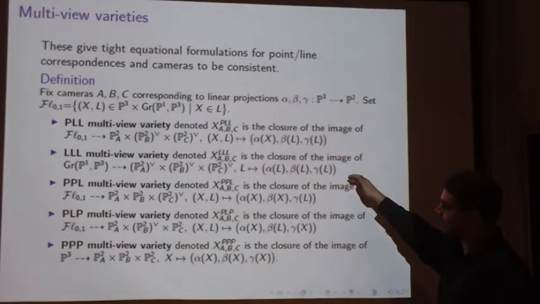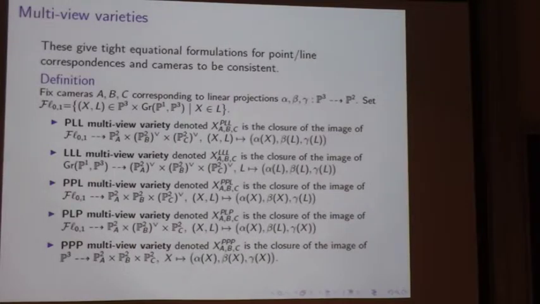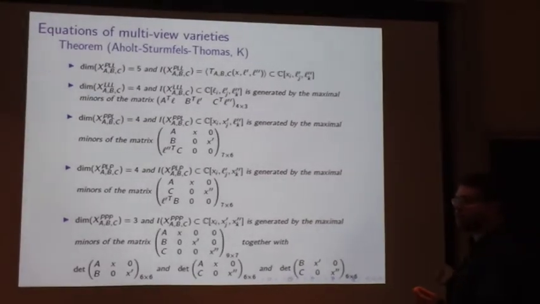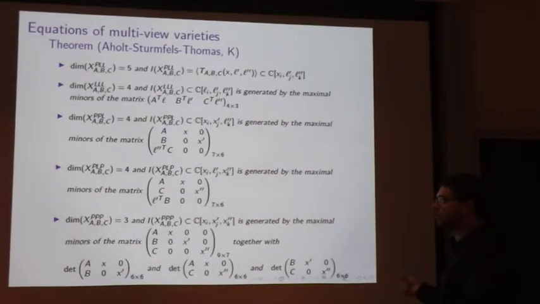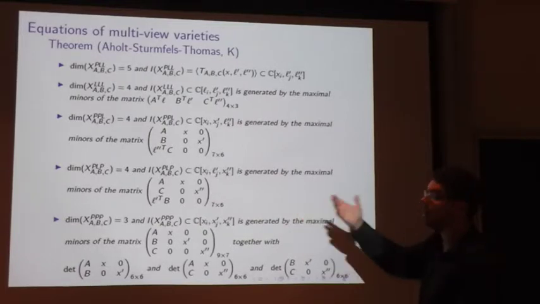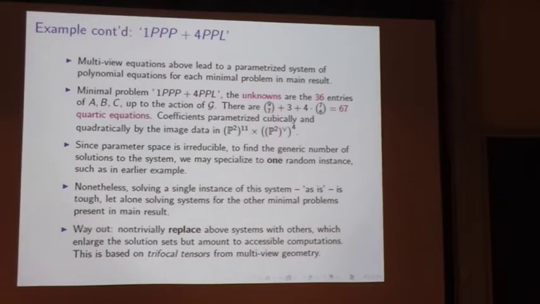Similarly, we can define a line multiview variety and so on for every column in the table. Okay. So these multiview varieties, characterizing points and lines that are consistent, live inside threefold products of P2 and P2 dual. We can work out some basic facts about their algebra and geometry, their dimensions, and their prime ideals. Prime ideals here are all given by determinantal equations.